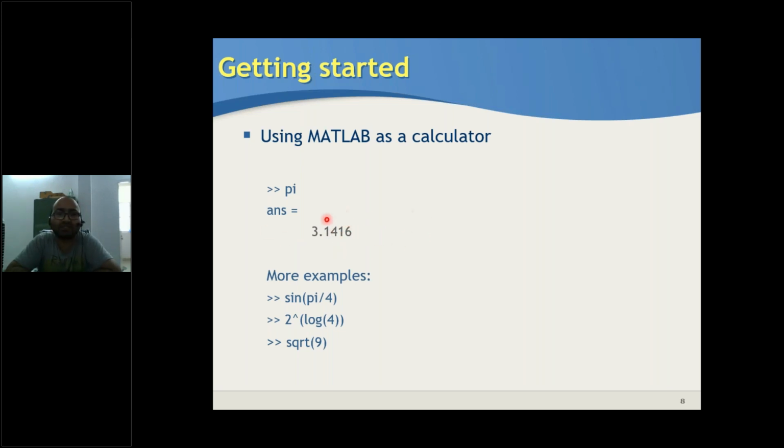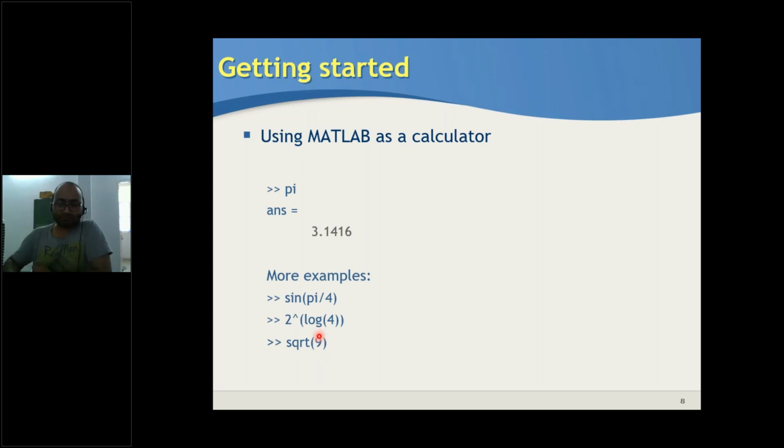We can also increase the limit of the displayed values. It will be discussed in later slides. For more examples, if you want to calculate the value of sine pi by 4, you can write it like this: sine pi by 4. You will get the output of this value. After that, you can also get the value of 2 to the power log 4. Here log 4 is specifying the natural log, which is log base e, and the sqrt function calculates the square root of the value. So it will calculate the square root of 9.